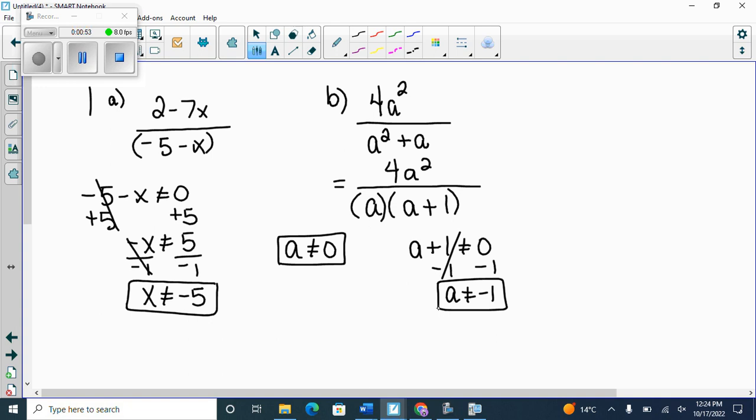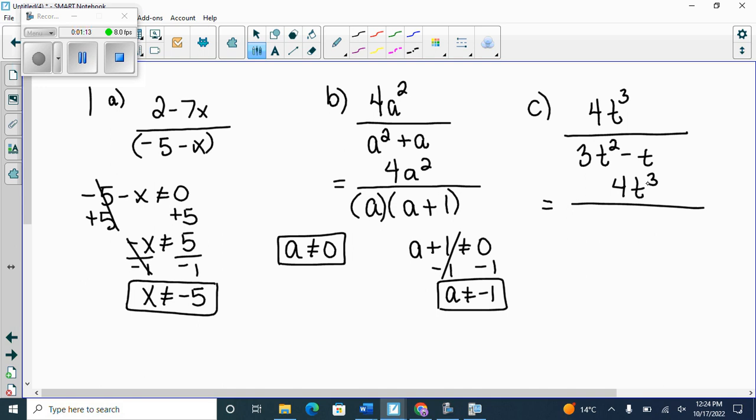We look at C. C has 4t cubed all over 3t squared minus t. And I just rewrite the numerator because I don't actually care what it is. But then I ask myself, can I take out a GCF or a difference of squares of the denominator? Is there a GCF or difference of squares? Yeah, there's a GCF. What can I take out?